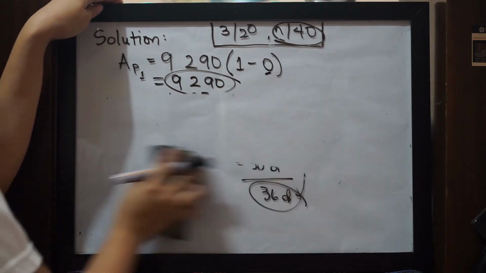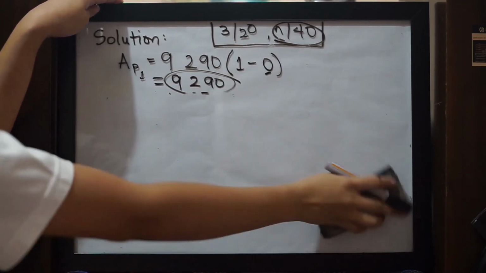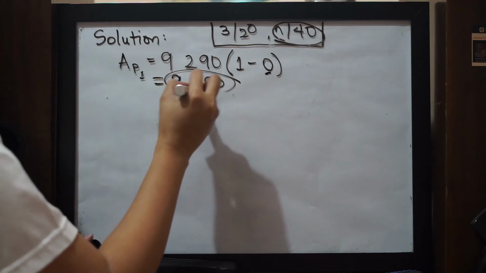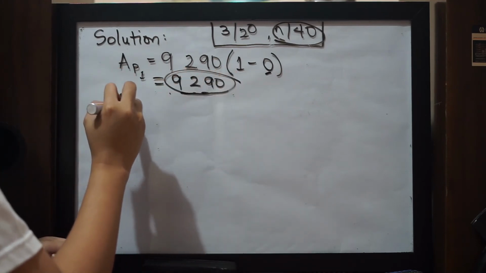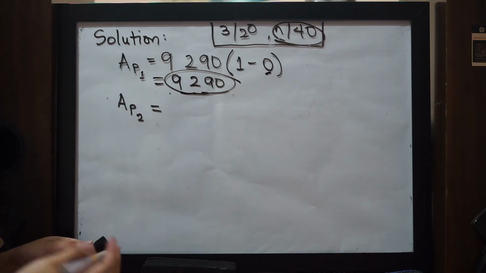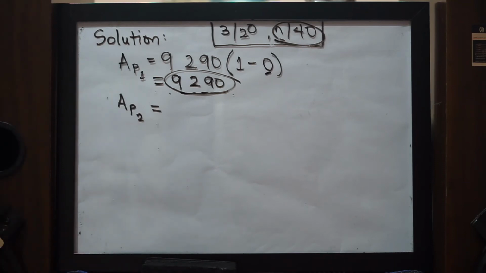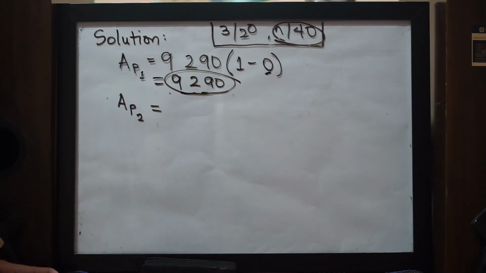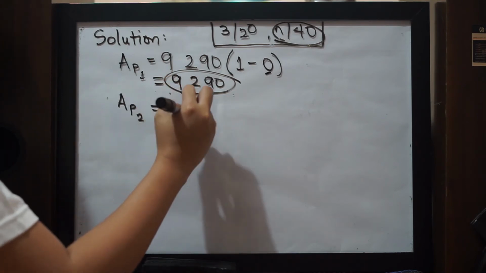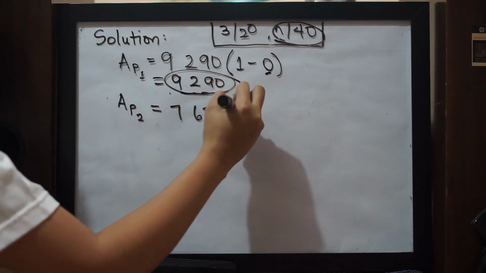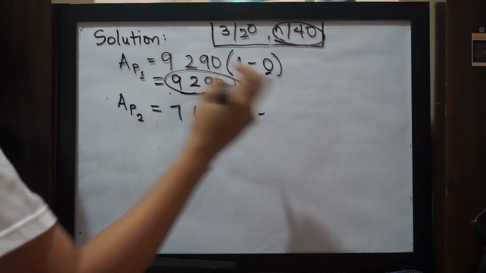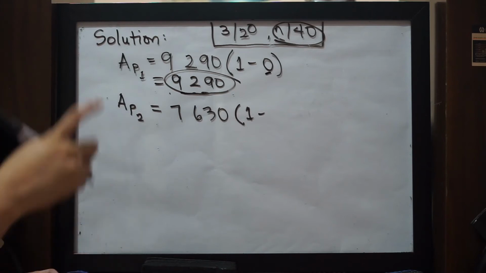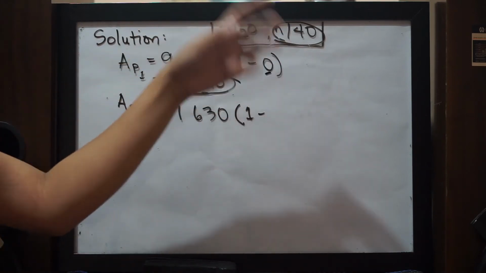So, allow me to write the amount payable for scenario number 2 below this one. So, amount payable sub 2. The amount payable for scenario number 2 is computed by net price multiplied by the quantity of 1 minus DR. Wherein, for the second invoice, the net price is 7,630 multiplied by the quantity of 1 minus DR. We still don't know kung anong DR ba, 3% or yung 0%.